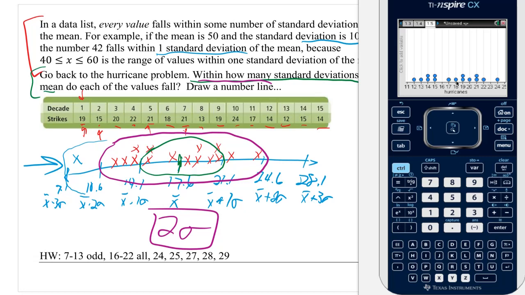Like we have here 7.1, 10.6, 14.1. Those don't show up on the calculator. So you do need to do these by hand, but the calculator will kind of guide you into what the answer should look like in the end.